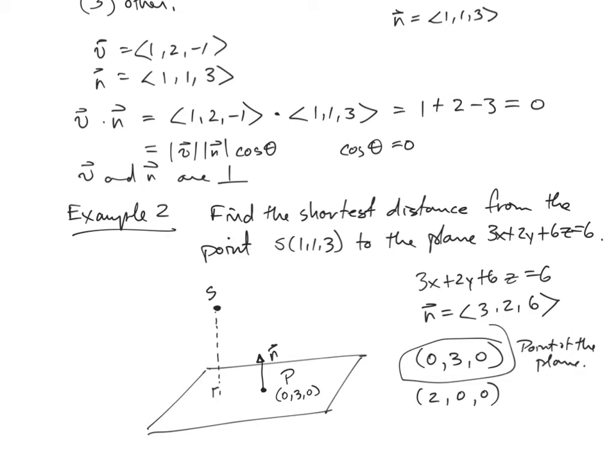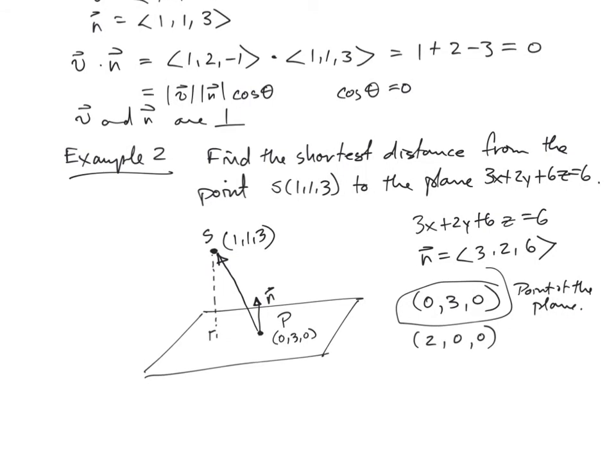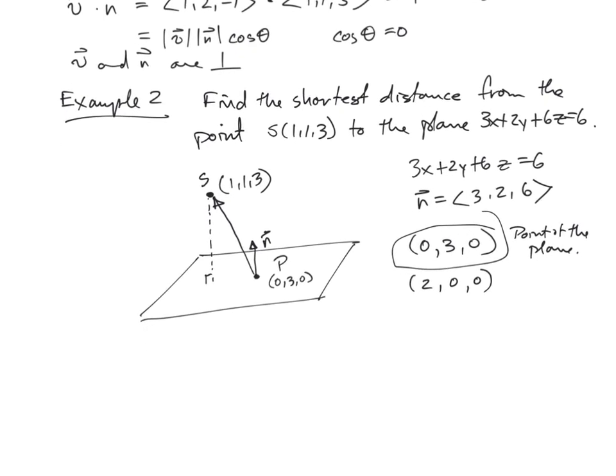Okay, so I've got a point on the plane. I've got this point in space S, which is 1, 1, 3, we're told. I can draw a vector from P to S. And I can calculate what that vector is, because I know the coordinates of where it starts and where it ends. Okay, so PS is simply going to be equal to 1, 1, 3, which are the coordinates of S, minus 0, 3, 0, which are the coordinates that I chose on the plane, which are P. That gives me 1, negative 2, 3. Okay, so that's my vector PS.